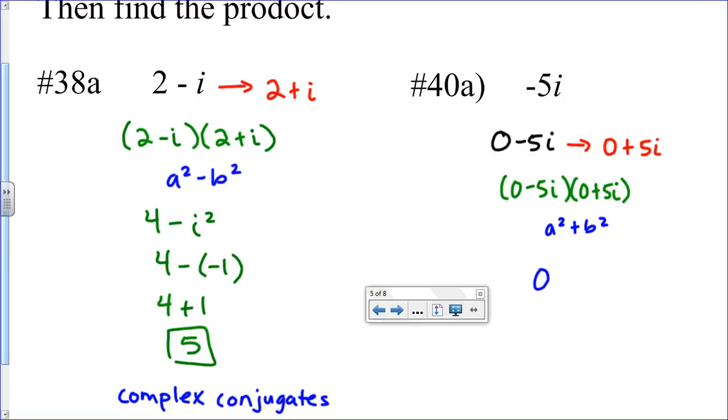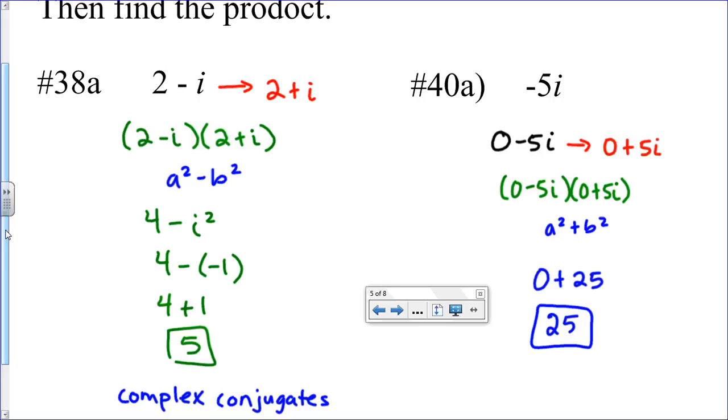Alright, so a is 0. b would just be 5, so plus 25. Okay, and that's just 25. So if you think about it, you're doing negative 5i times 5i. That's negative 25i squared, which would be positive 25. Okay? Yes. Yeah.